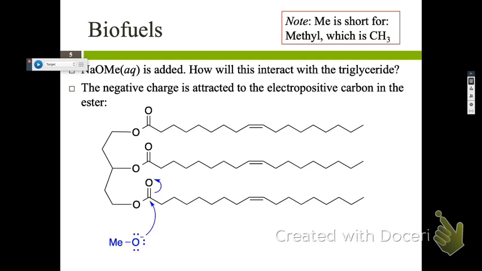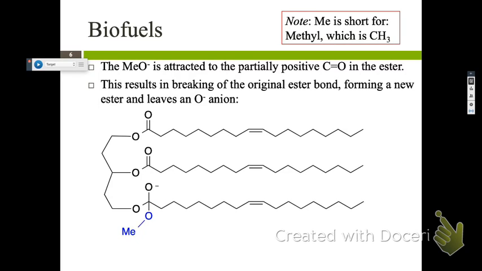But carbon can never have 5 bonds. So when one of the lone pairs attacks this carbon, that carbon will have 5 bonds. We can't have that. So that means that one of the bonds has to break, and the one that breaks is typically the double bond. It pushes electrons up onto that top oxygen, and now that top oxygen, which had 2 lone pairs, has 3.